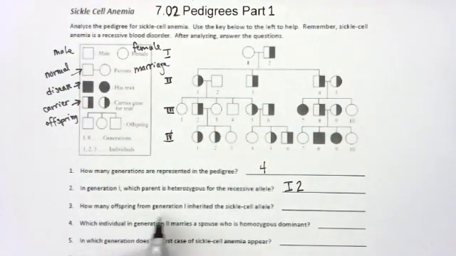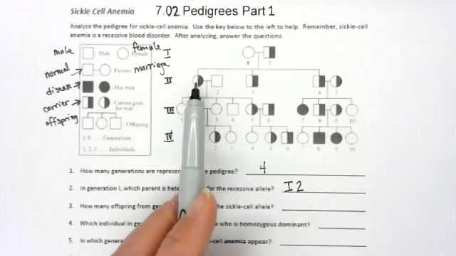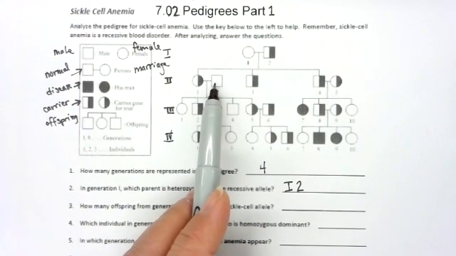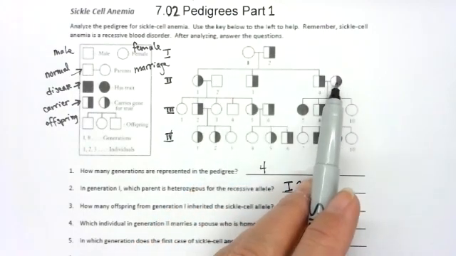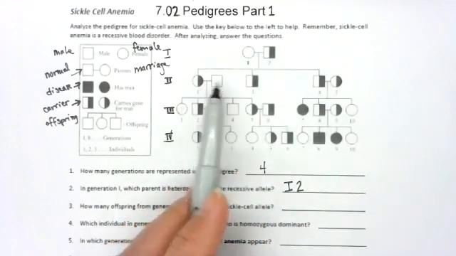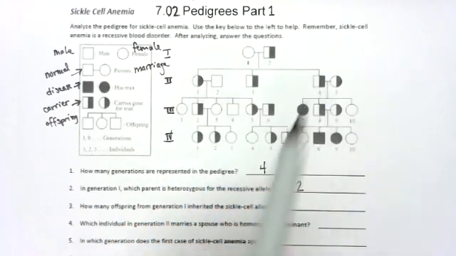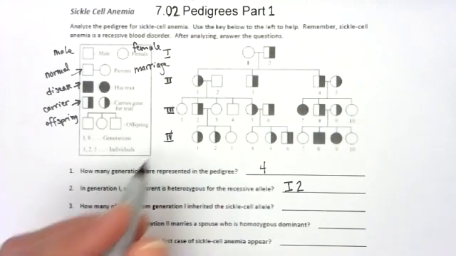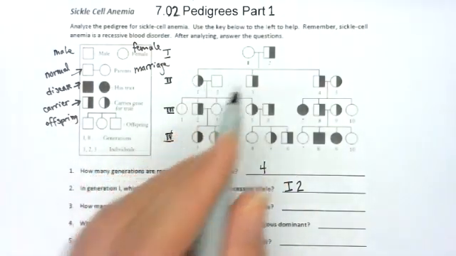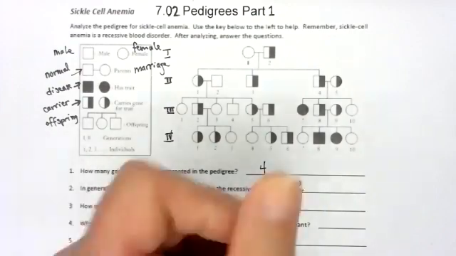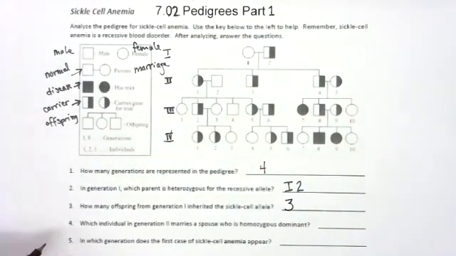How many offspring from generation 1 inherited the sickle cell allele? There are 3 offspring. Remember, these are marriages; there's no line attaching these people to the parents. What we see is that, bad luck, every child from this mom and dad got a copy. So how many inherited the sickle cell allele? 3 of them.